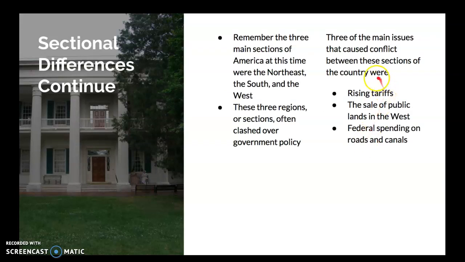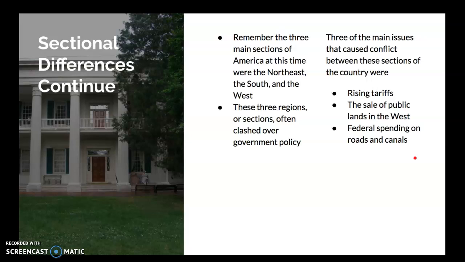So remember that the three main sections of America that we've talked about so far at the time of the presidency of Andrew Jackson were the Northeast. We're talking about like New York and New England, that area, the South, and the West. So these three regions or sections, remember that's where we get the word sectional, they clashed over government policy. So there are three main issues that cause conflict between these sections. So rising tariffs, that was a major one. The sale of public lands in the West was another, and then federal spending on roads and canals.